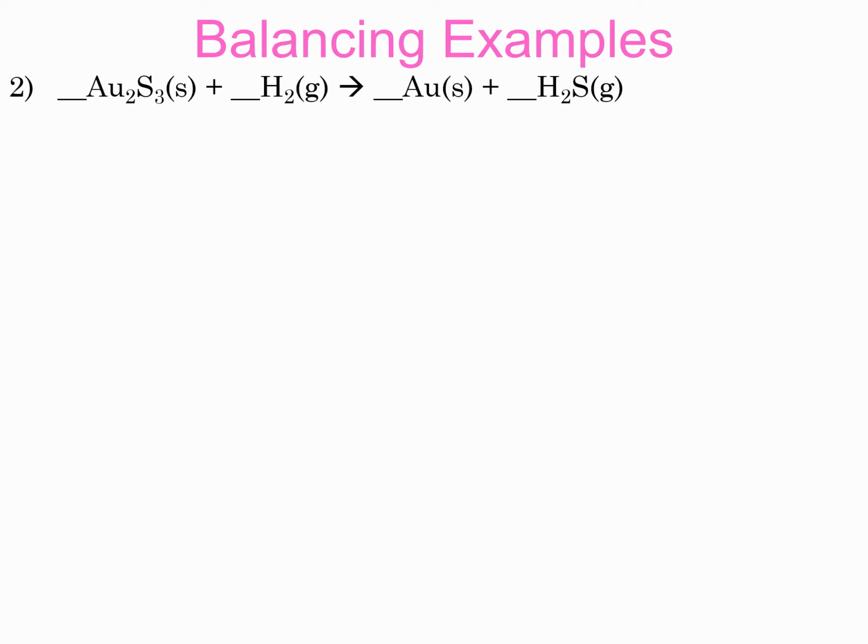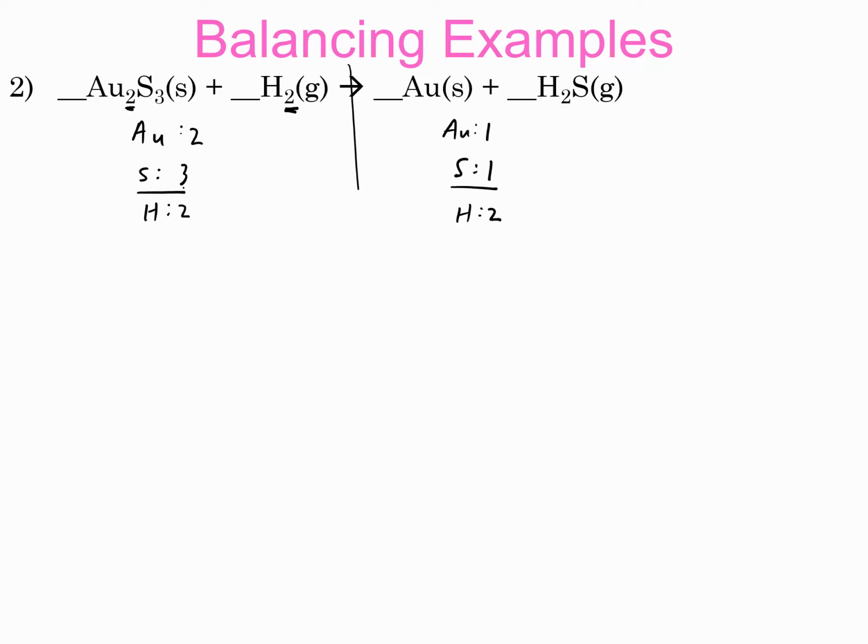Okay, so let's try a couple more. We have gold. We have 2 from there being a 2 there. Sulfurs, we have 3. And hydrogen, we have 2 from there being a 2 there. On this side, we have only 1 gold, 1 sulfur, and 2 hydrogen. Here's what I mean by guess and check: it doesn't really matter which one we balance first. I'm going to go for the sulfur here.